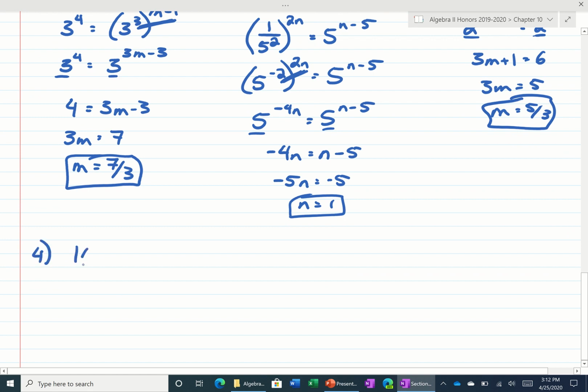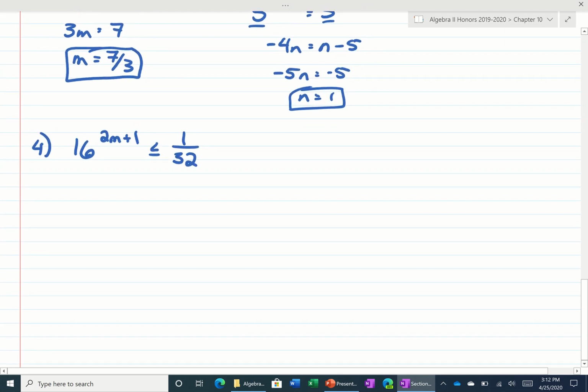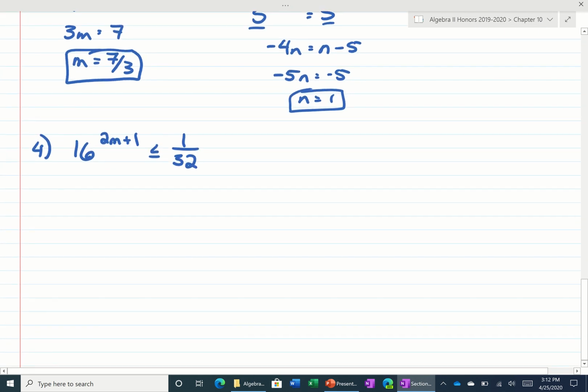How about 16 to the 2m plus 1 is less than or equal to 1 over 32. So the inequality is not going to make a huge deal here. Let's try to solve this like an equation first. So 16 is really 4 squared, but I can't write 32 as a power of 4. So think about your prime numbers: 2, 3, 5, 7, 11. You want to try to write the base as one of those to a power.